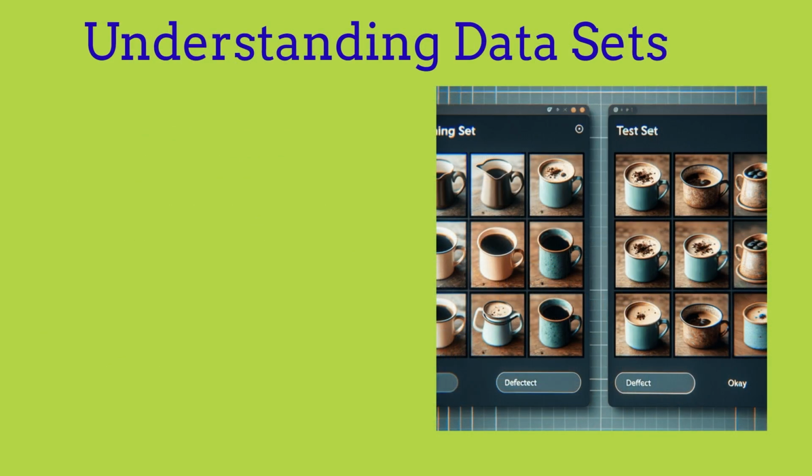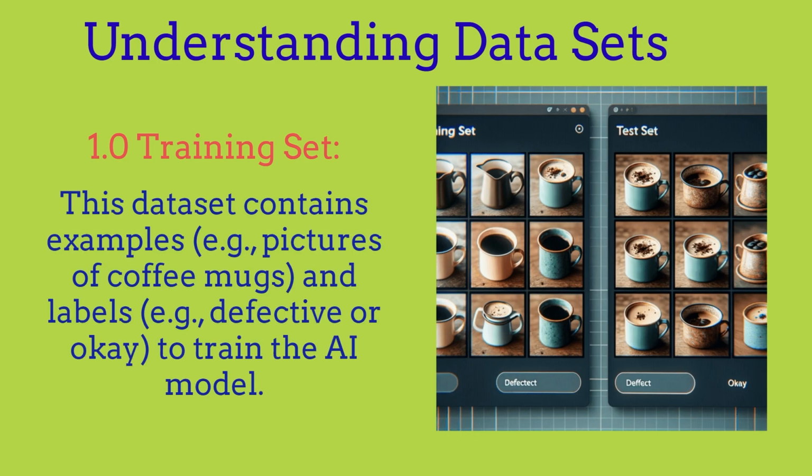Now we're going to talk about understanding data sets. The first thing is our training set. This data set contains examples, for example, pictures of coffee mugs, and also labels such as defective or okay, to train the AI model. The first thing to do when you're trying to understand data sets is to understand the training set. The training set consists of examples. For example, in this one, we've talked specifically about coffee mugs, and then also labels for whether they're defective or not. Once we get those, we use them to train the AI model. So this is step number 1 of understanding data sets.